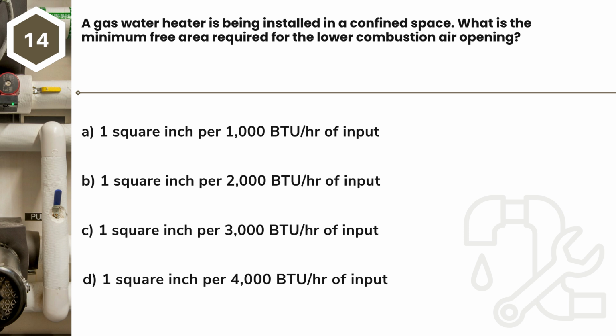Question 14. A gas water heater is being installed in a confined space. What is the minimum free area required for the lower combustion air opening? A. 1 square inch per 1000 BTU/HR of input. B. 1 square inch per 2000 BTU/HR of input. C. 1 square inch per 3000 BTU/HR of input. D. 1 square inch per 4000 BTU/HR of input.